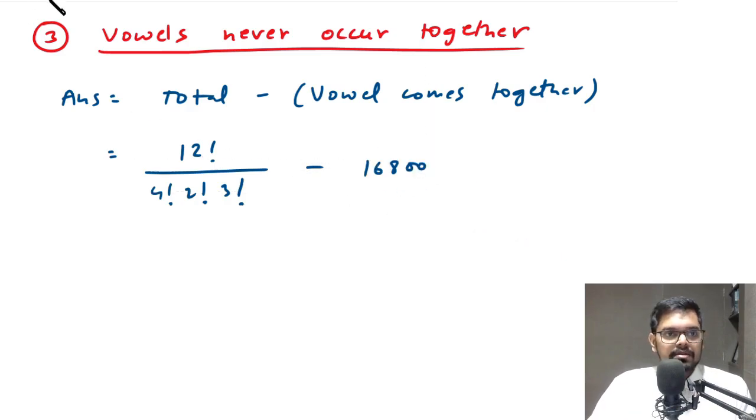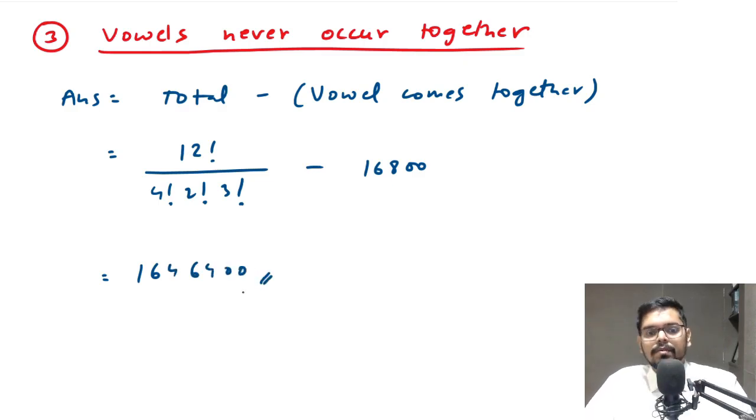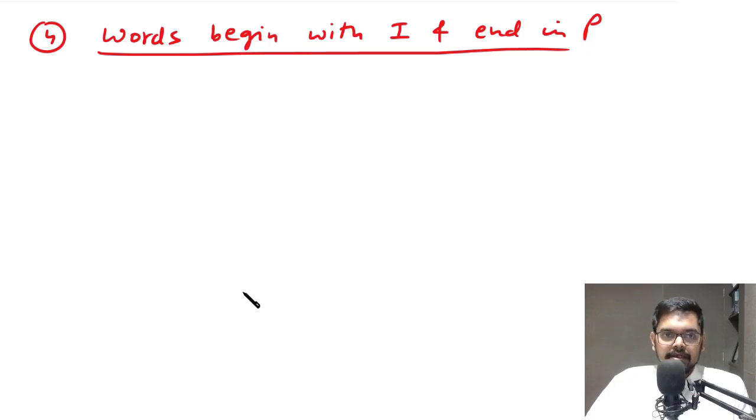Simplify it out. The answer comes out to be 1646400. Okay. You can solve this by yourself, the calculation part, but the conceptual part I will tell you.